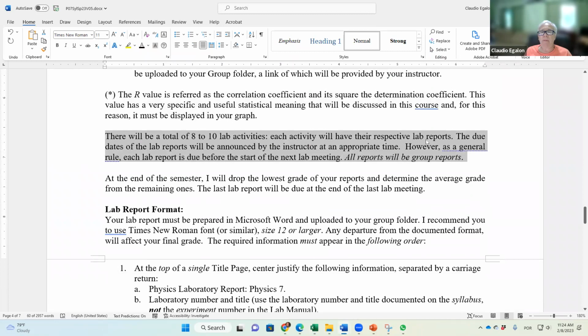Each activity has its respective lab report. The due date of lab reports will be announced. As a general rule, each lab report is due before the start of the next lab meeting. All lab reports will be group reports.